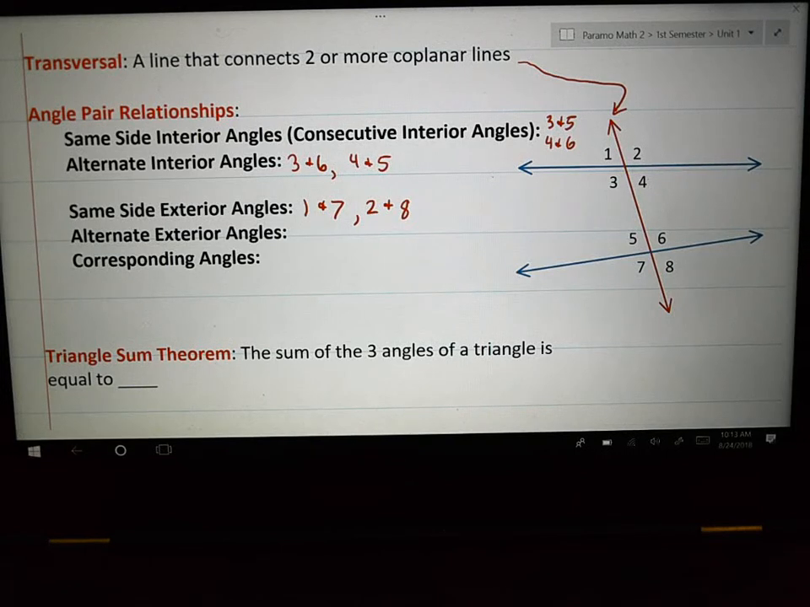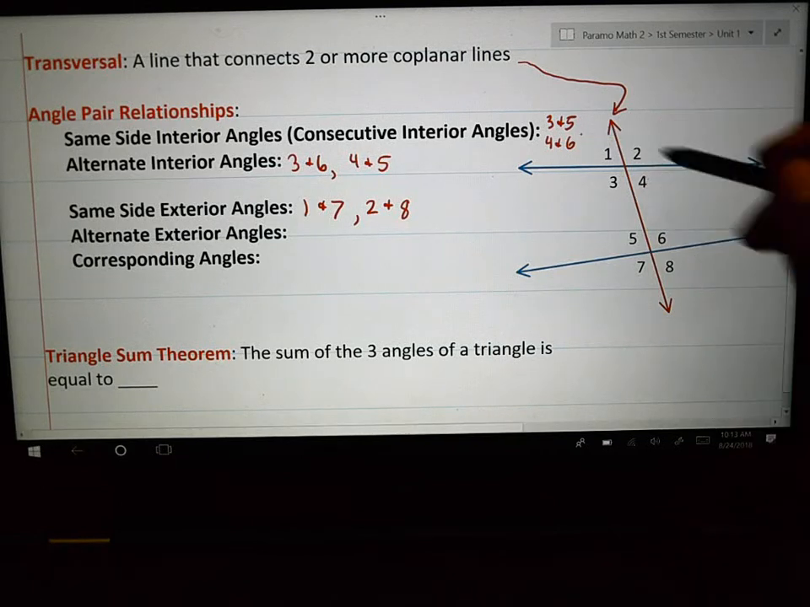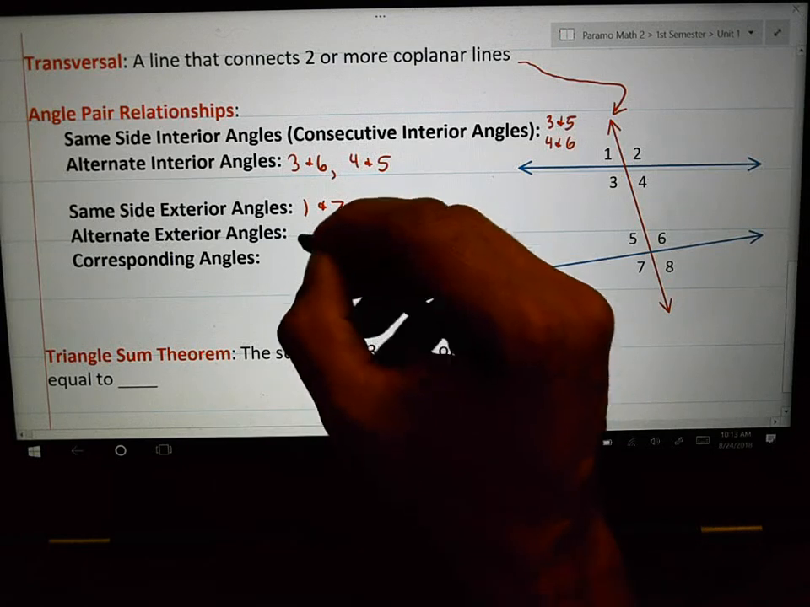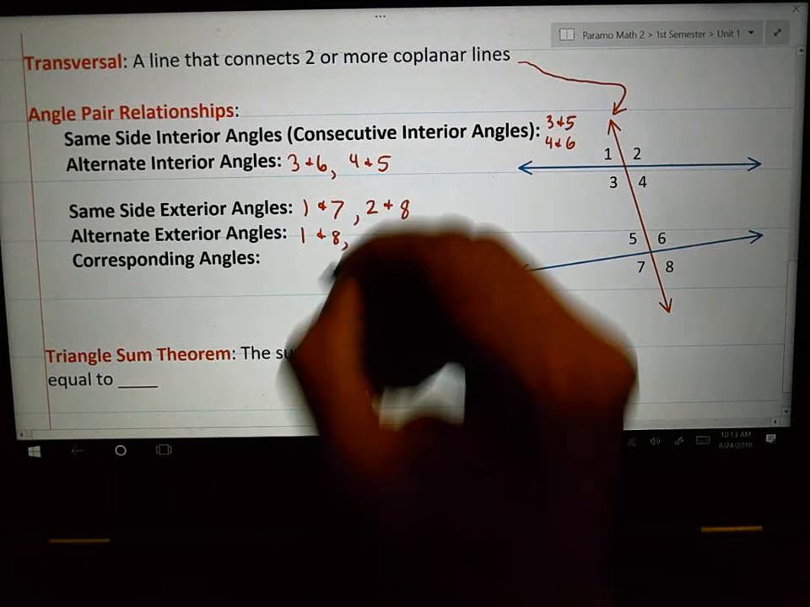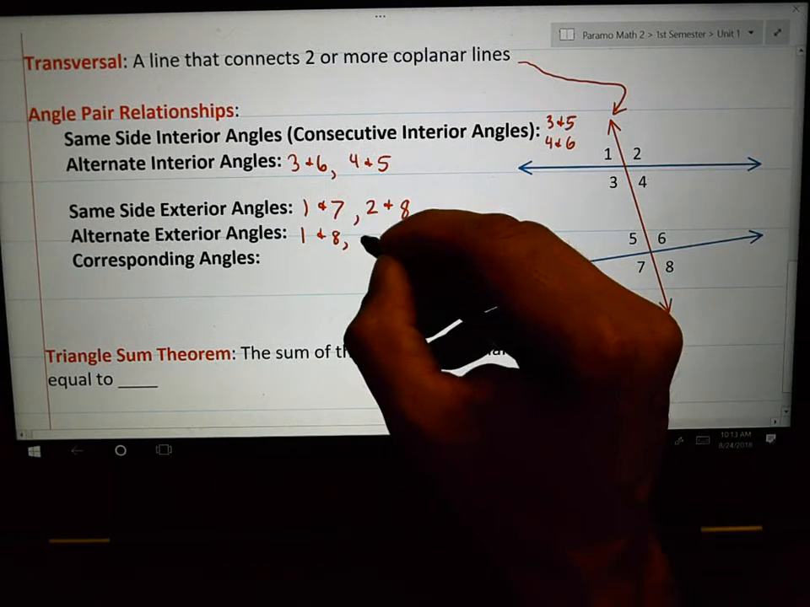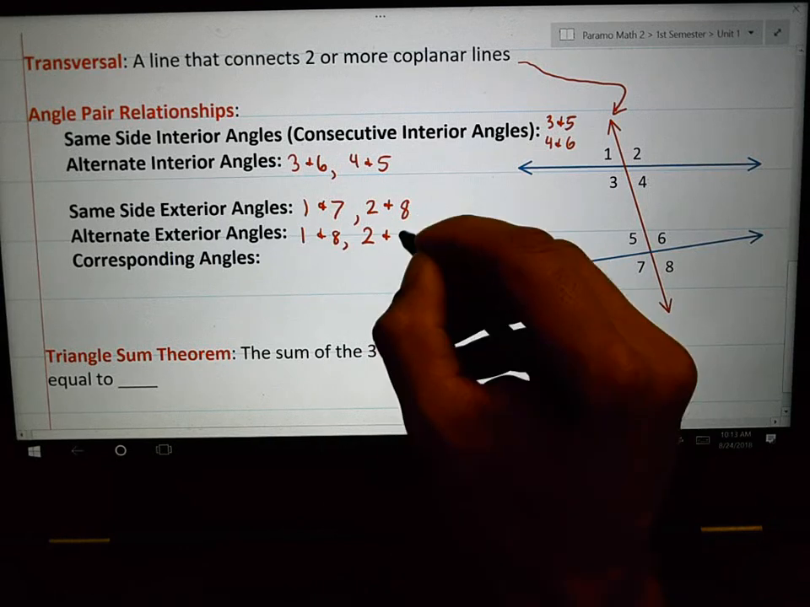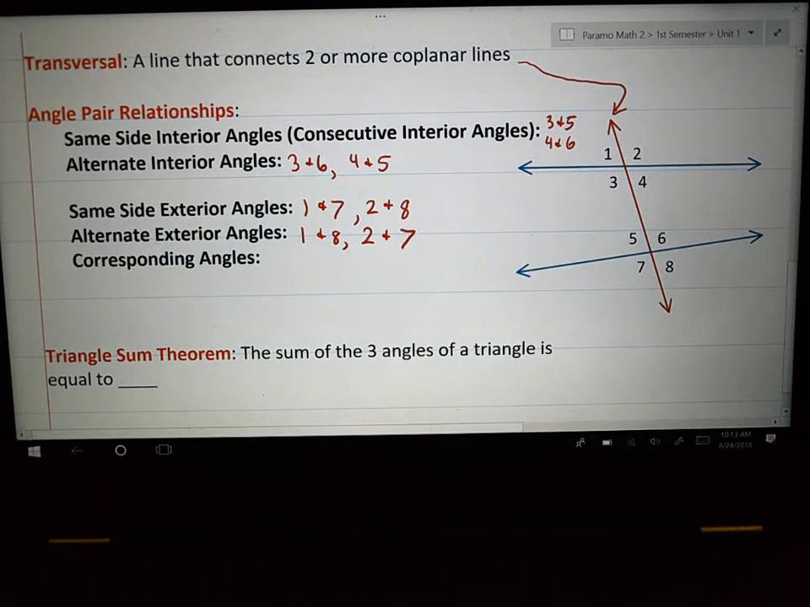But good thing is I double checked it and I realized I made a mistake and I erased it and fixed it. Now alternate exterior. 1 alternate exterior, 1 and 8. And that means 2 and 7. There we go. The last ones are the hardest ones to recognize.